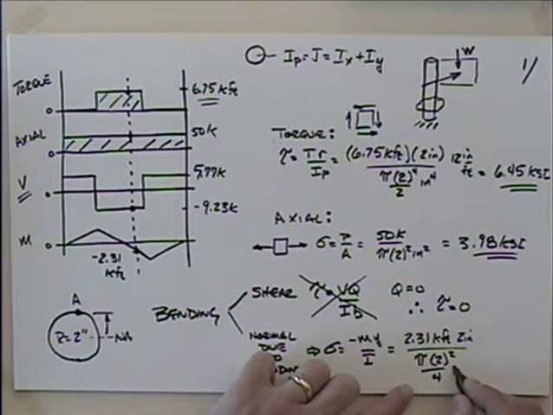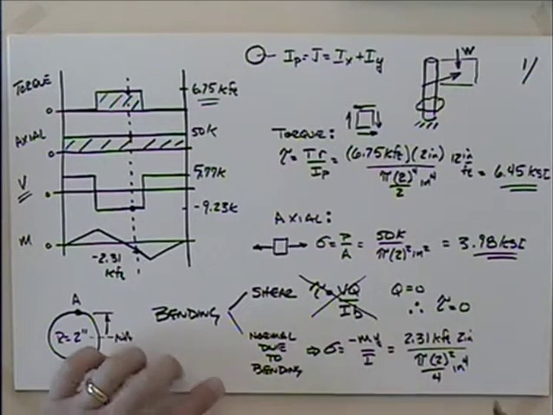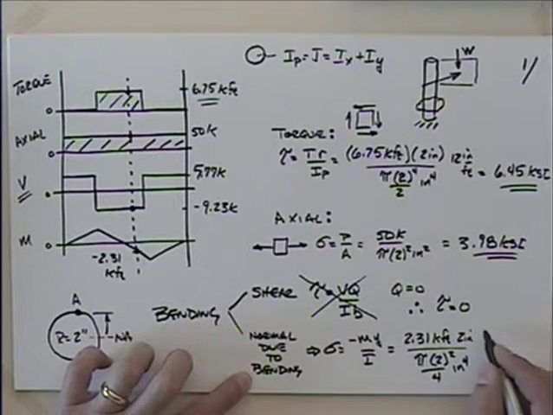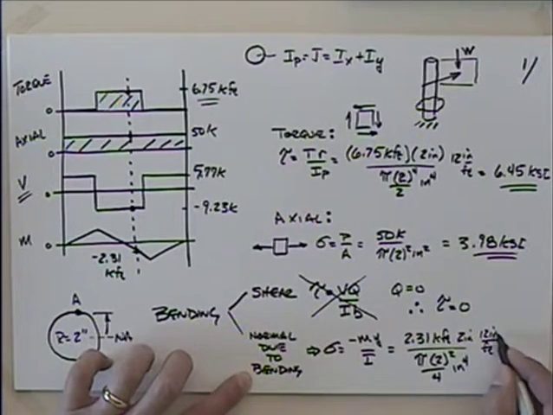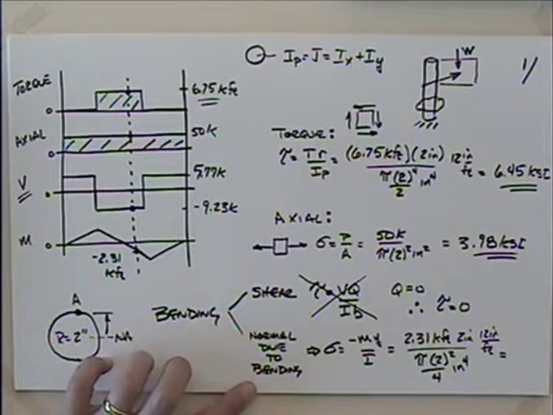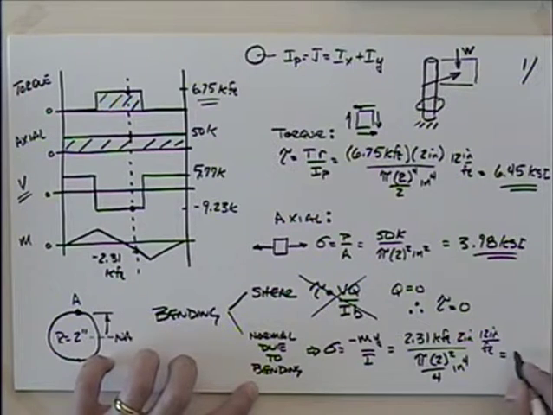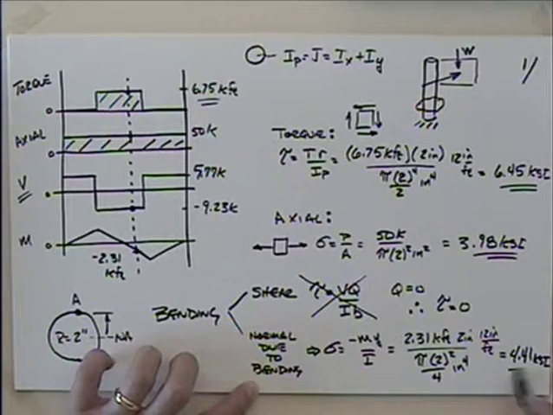Now that's going to be inches to the fourth. I still have a units problem. I'm again going to have to multiply by 12 inches in a foot. So I can take care of the units, and we come up then with 4.41 ksi. Just got it in there. Okay.